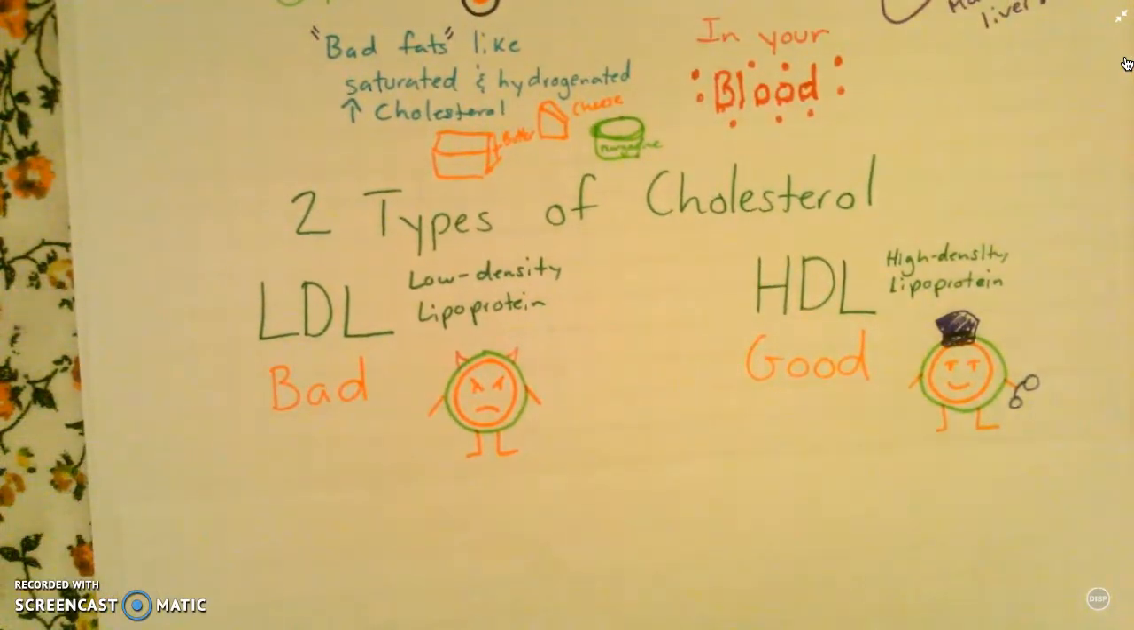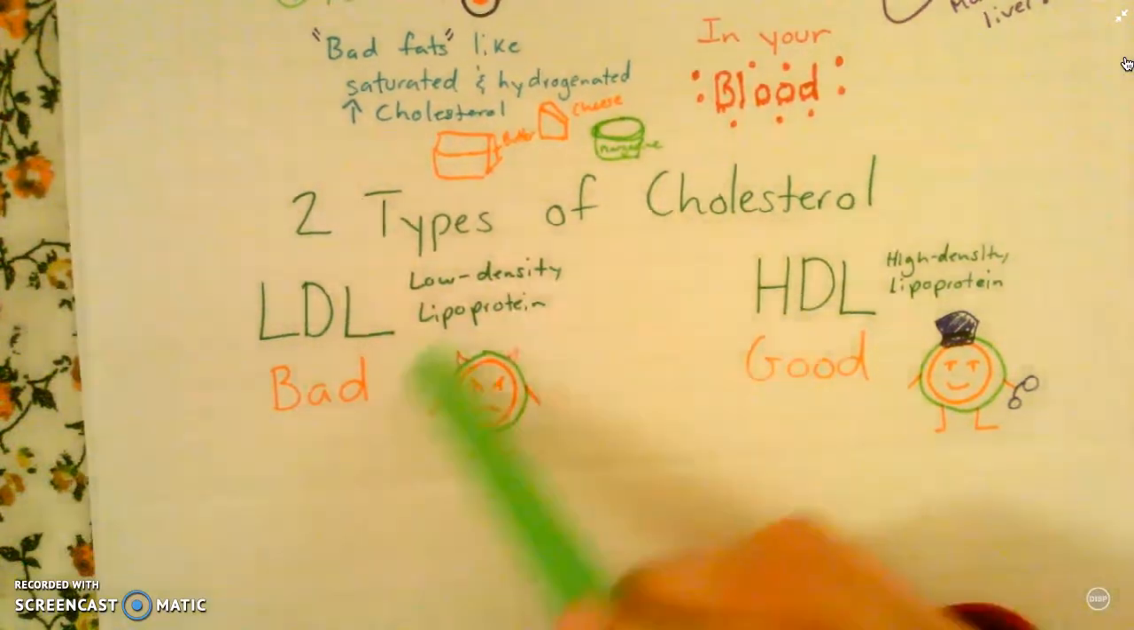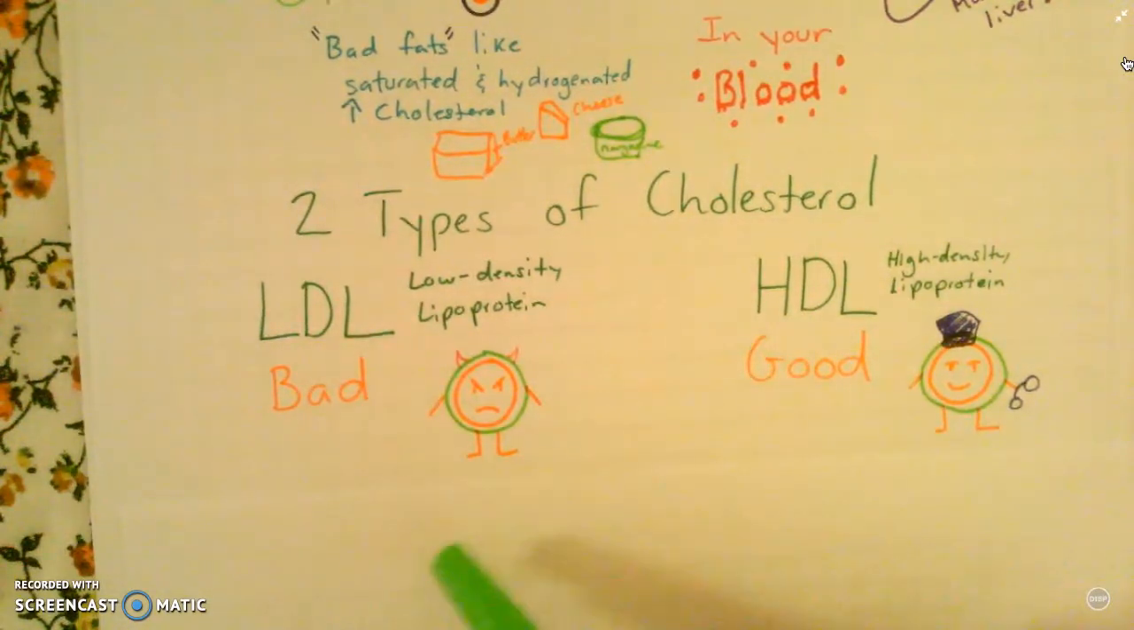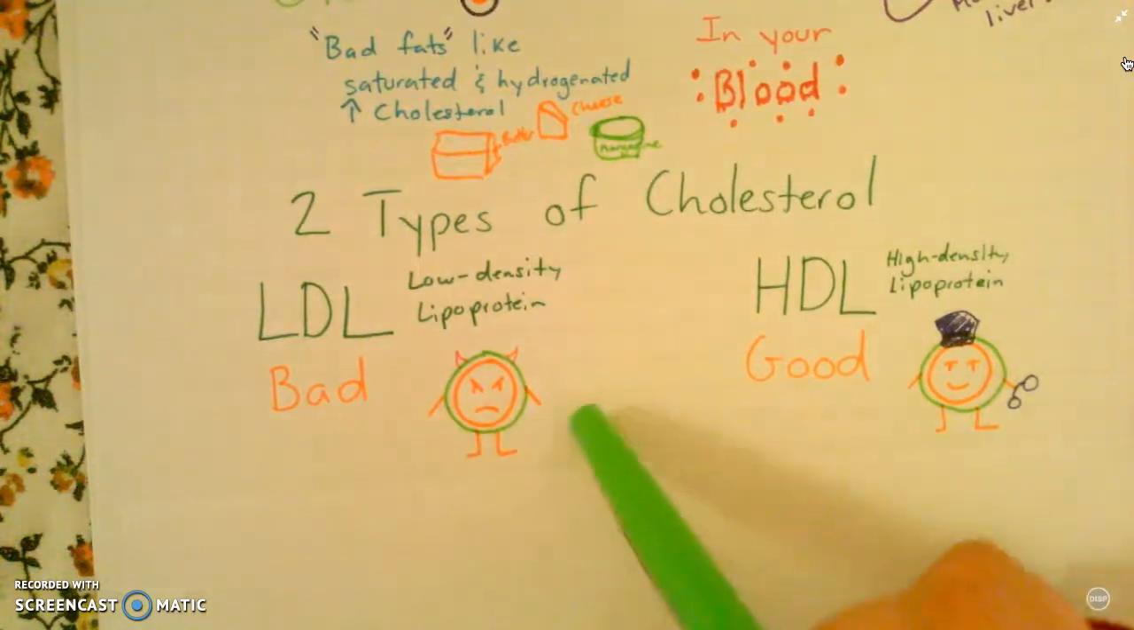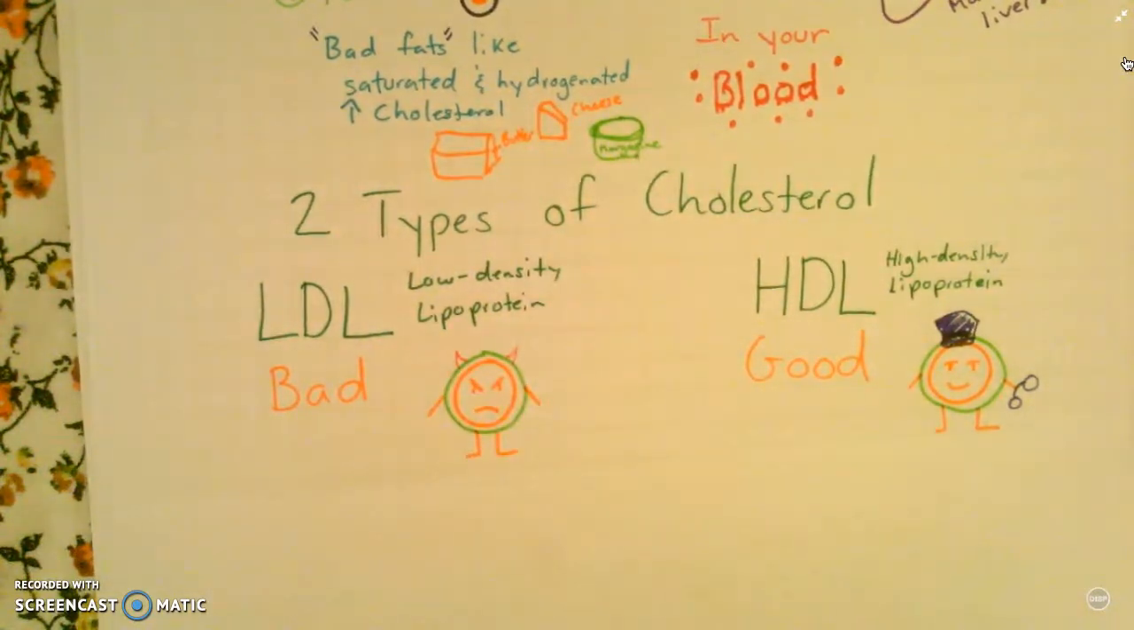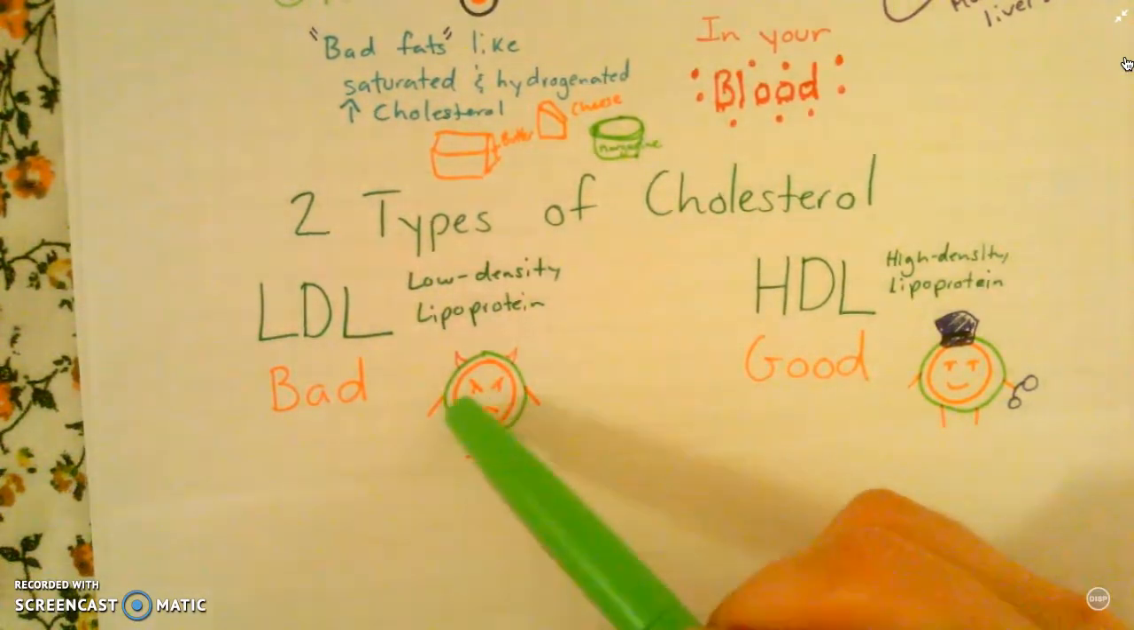So I tried to show this. I wasn't sure what it would mean to look bad or good, so I tried to make my little guy look kind of mean for my LDL, my bad cholesterol. And then I also gave him some little devil horns there. So this is my bad cholesterol. And if you look, he's actually a glob of fat.